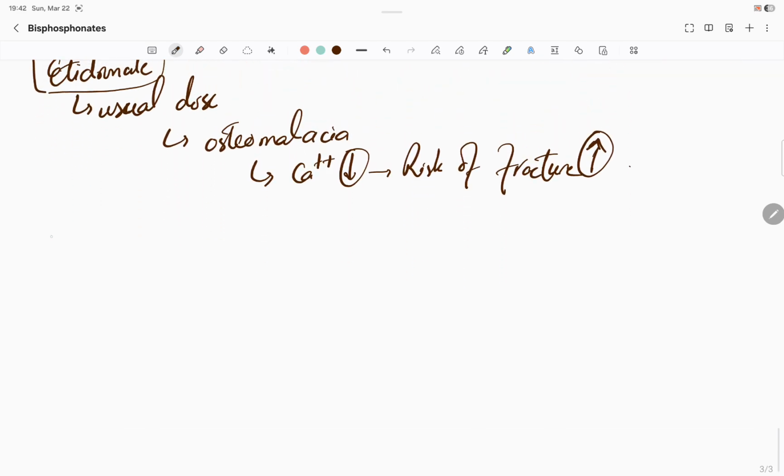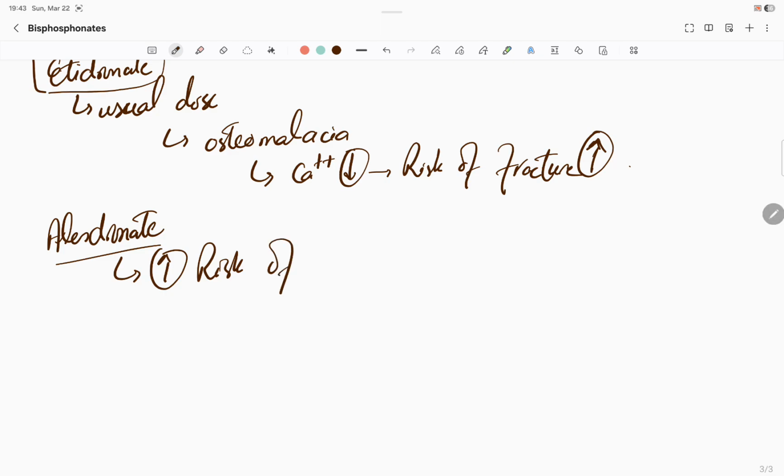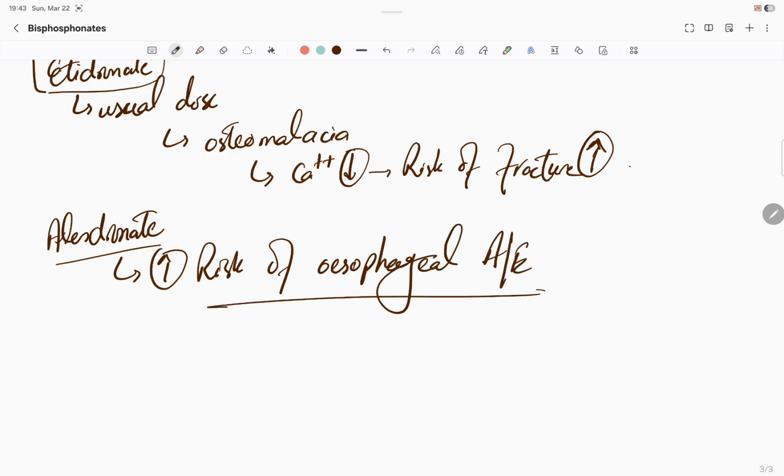There is another important drug, that is Alendronate. It increases, as I have told you before, the risk of esophageal adverse effects, that includes esophagitis and esophageal ulcers. So increased risk of esophageal adverse effects. All right, and I have told you about routes of administration before.